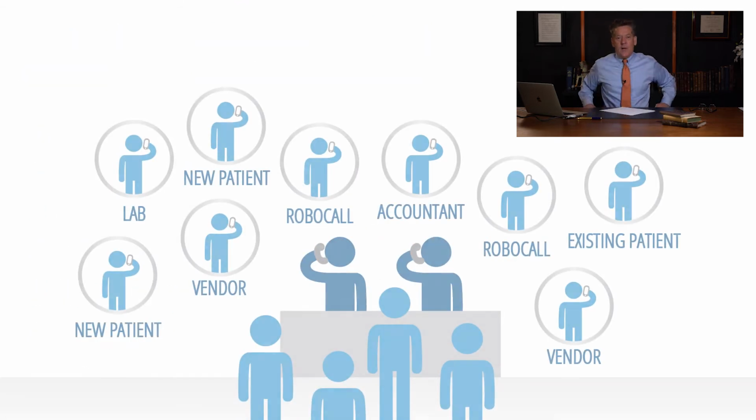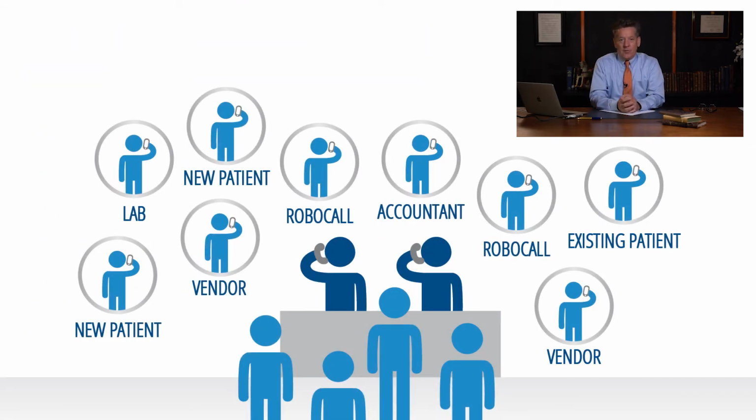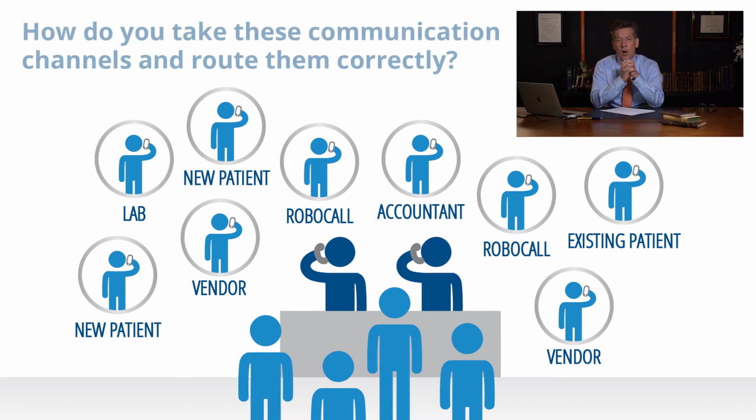So look at this diagram. Imagine all the calls coming in. As you can see, this receptionist or office manager or both of them are pulling their hair out. So what do we do about these calls? So this is a pretty simple resolution. This has been going on since 1982 when I first read the article, but it's been advanced. So I'm going to walk through how you take these communication channels and route them correctly.